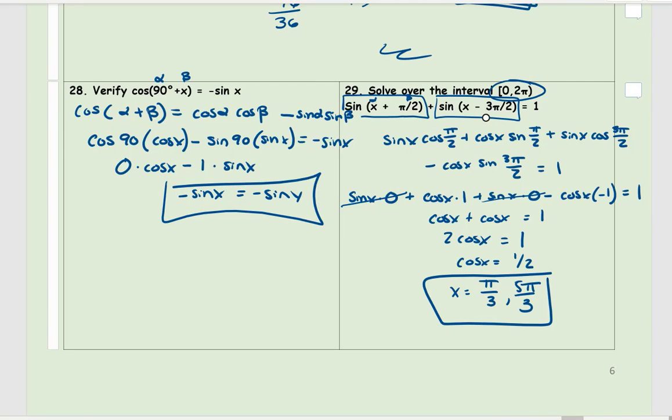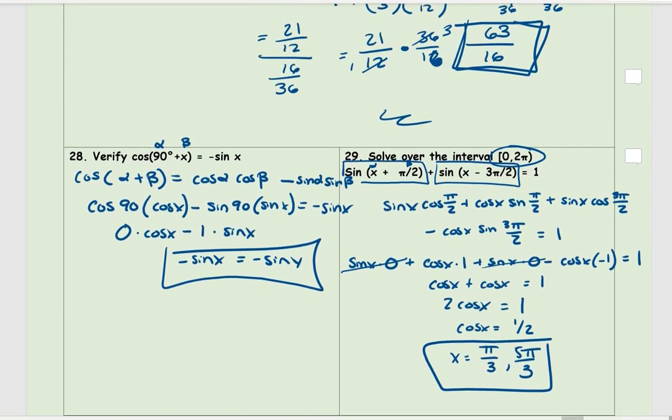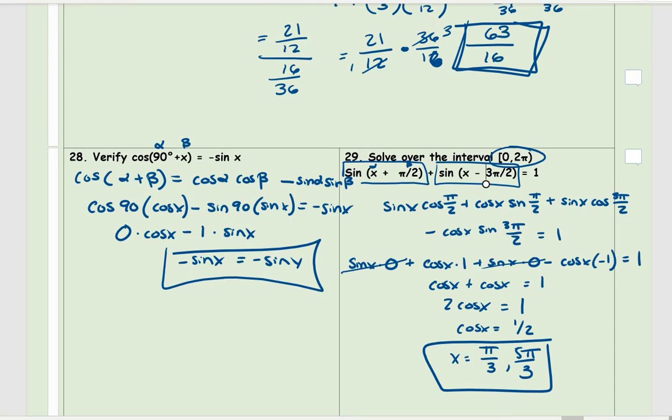Again, what we did was we used the new formulas that we learned today to break each one of these up, and then we can start canceling, and then we solved for cosine and then x. So that's all we're doing today, thank goodness, right? Because that was a lot.